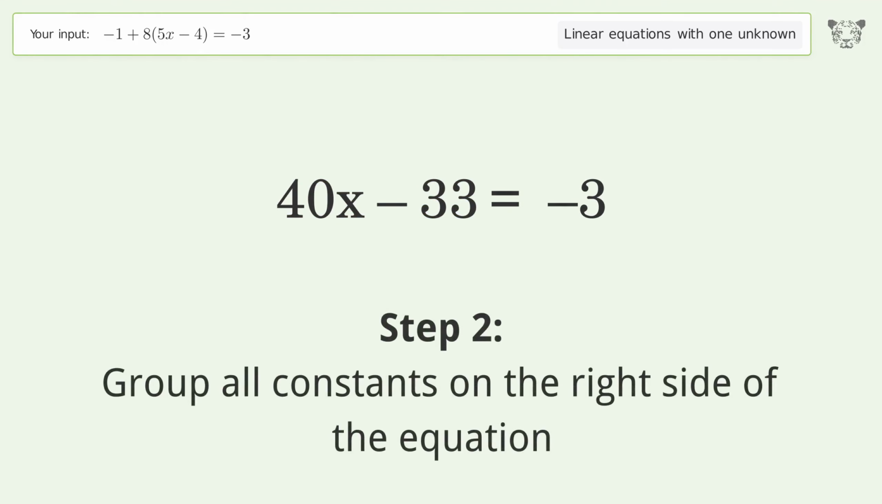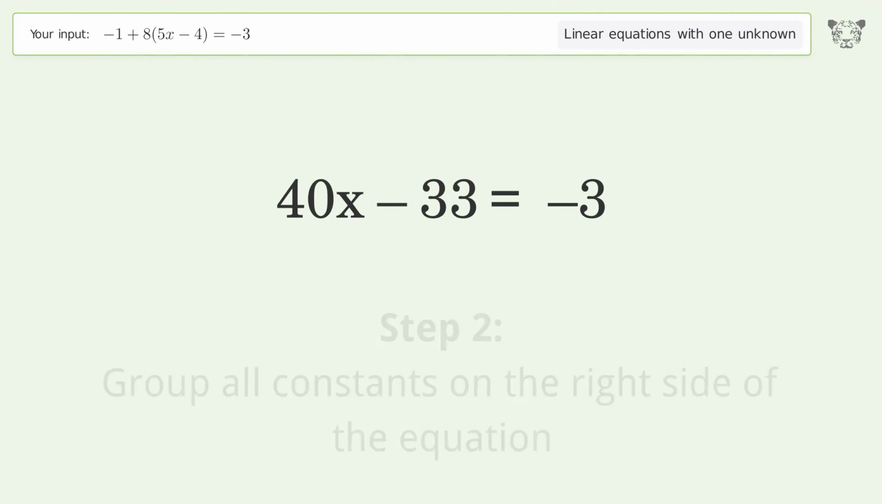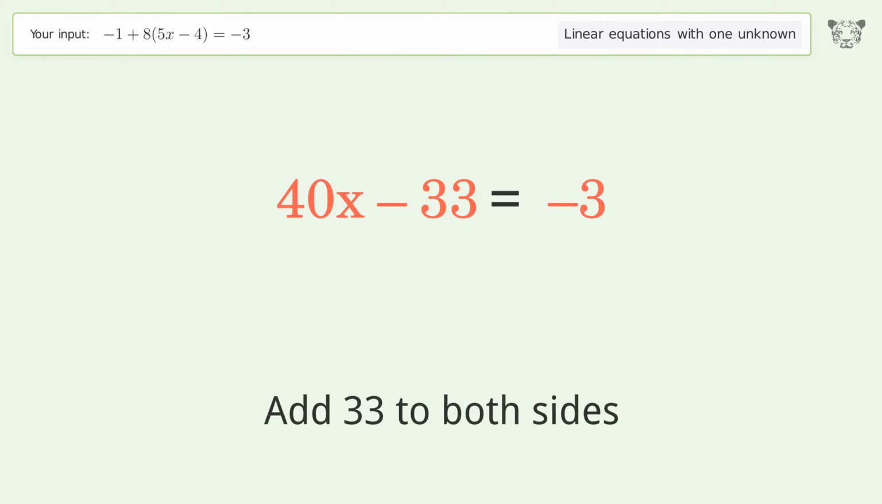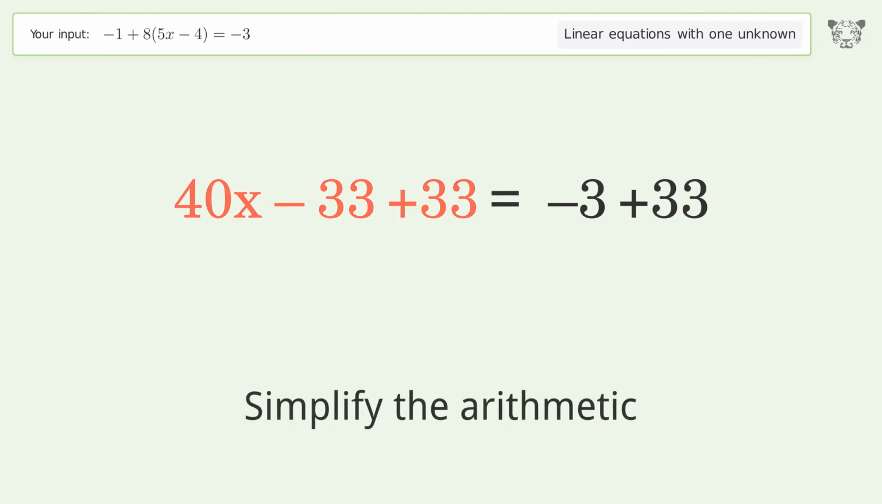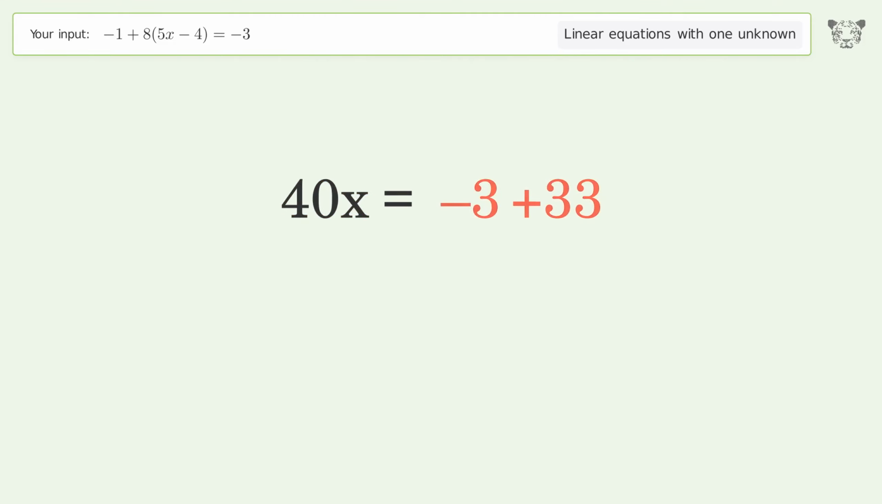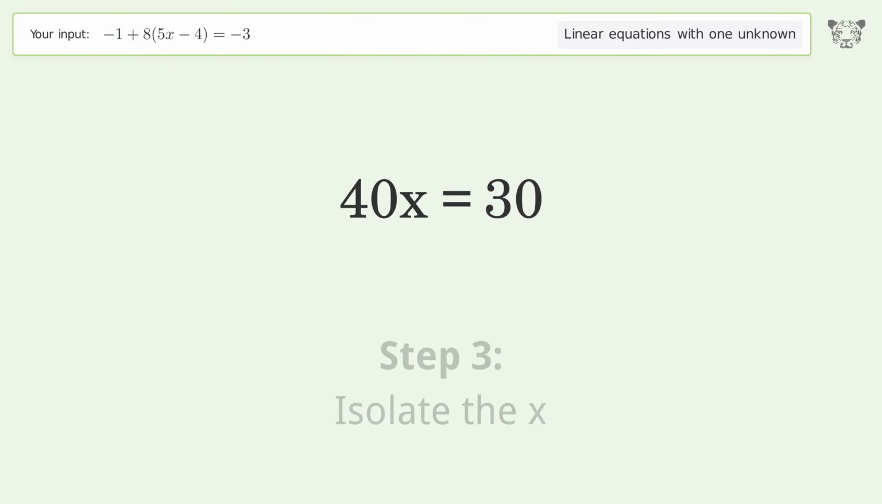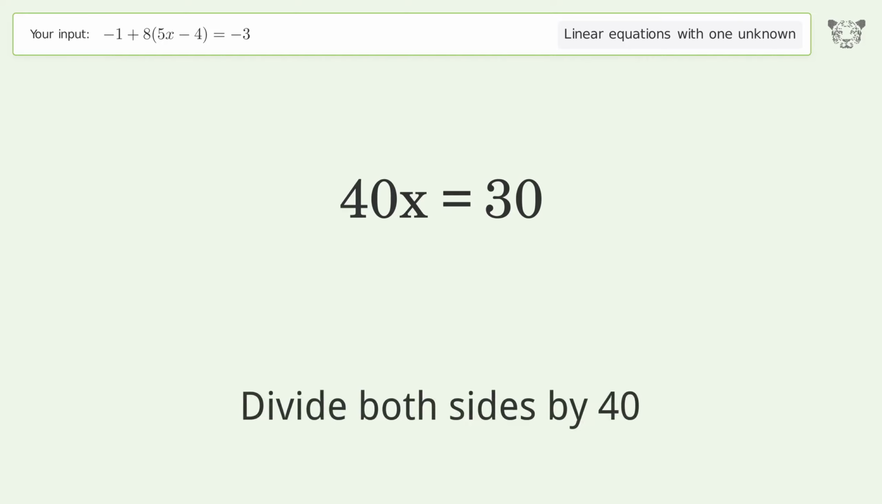Group all constants on the right side of the equation. Add 33 to both sides. Simplify the arithmetic. Isolate the x. Divide both sides by 40.